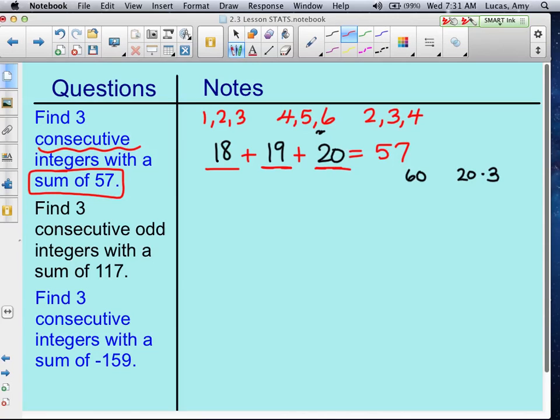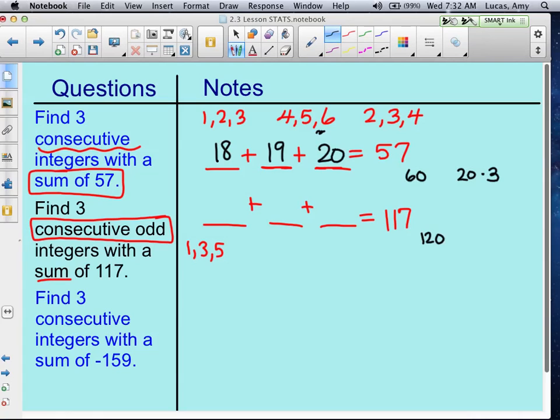So that's the solution. The next one, they have to add up to 117, and they have to be consecutive odd integers. So that means they're all odd numbers, like 1, 3, 5. Those are consecutive odd numbers. Not big enough to get us to 117. So 117 is kind of like 120, and I know if I take 120 and divide it by 3, I would get to 40. So I'm going to use 40 as my ballpark.